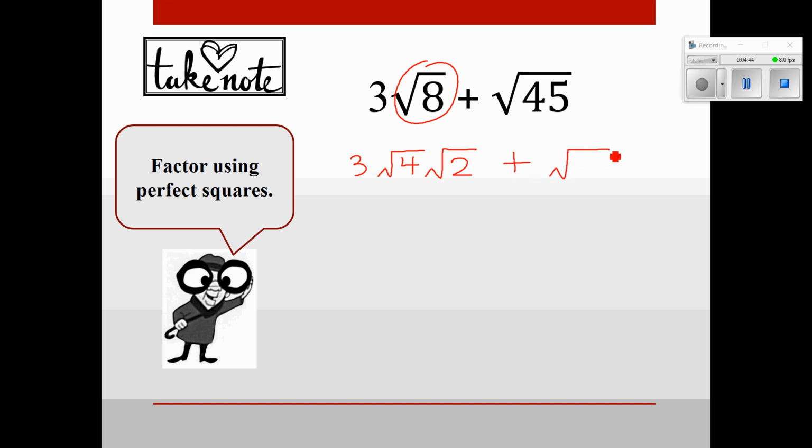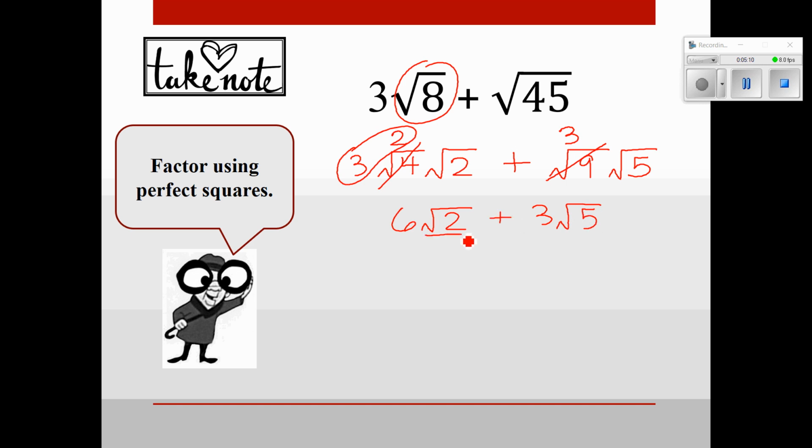45, I can do the square root of 9 times the square root of 5, and 9 is a perfect square. I can take the square root of 4, which is 2. So on the outside, I have 3 times 2, which is 6 root 2. I can take the square root of 9, which is 3. So over here I have 3 root 5.